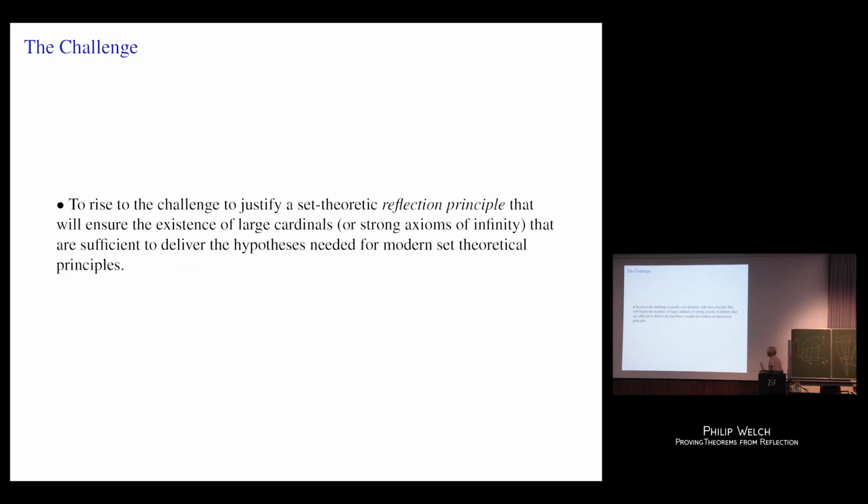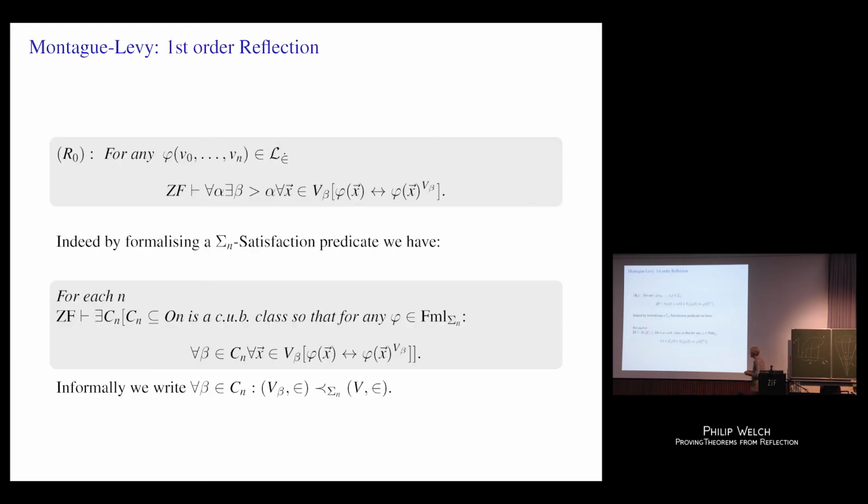So what we're trying to do is rise to the challenge to justify set theoretic reflection principles that will ensure the existence of these large cardinals. It's sufficient to deliver these hypotheses of these Woodin gadgets in the universe, things that we need for modern set theoretical practice. So just a quick review here.